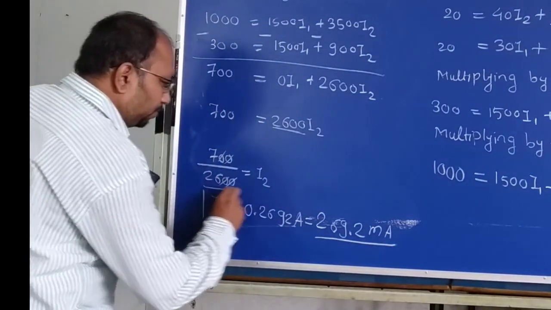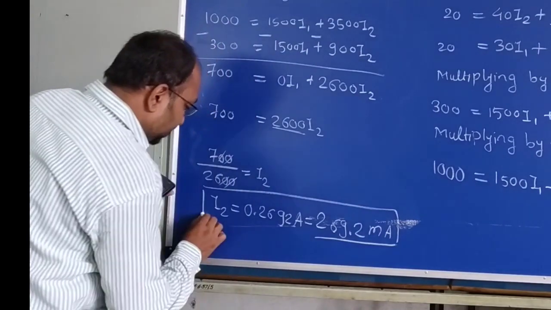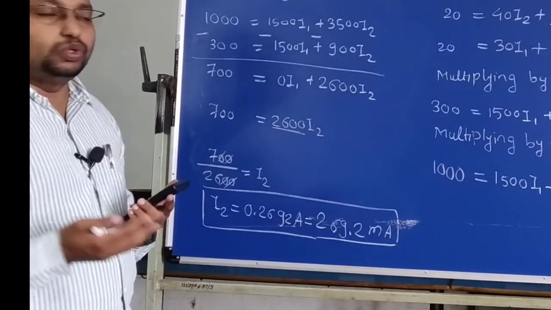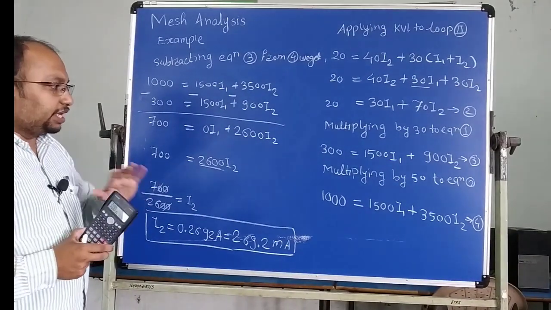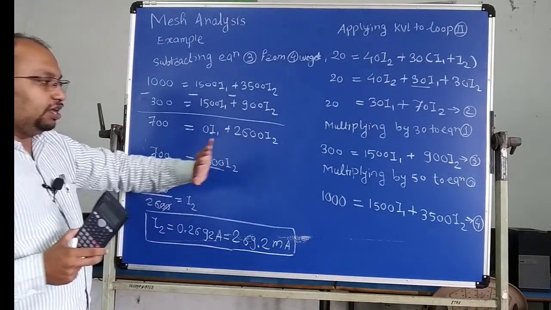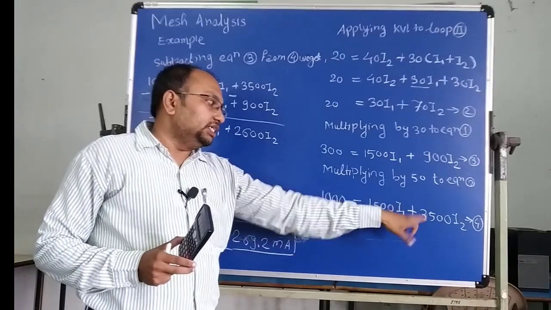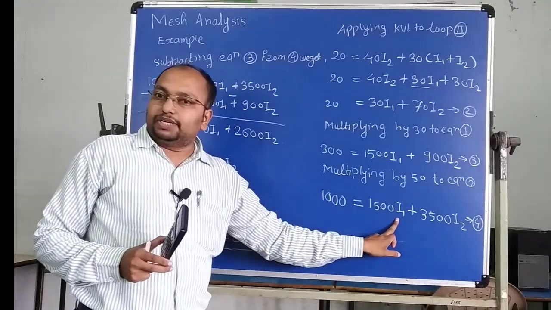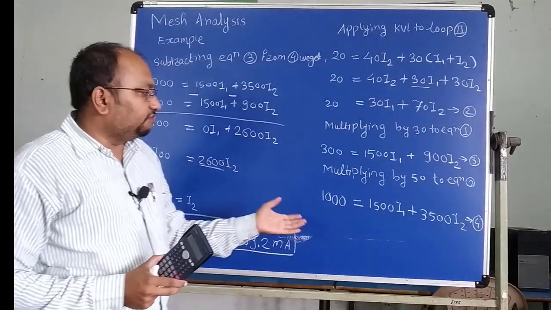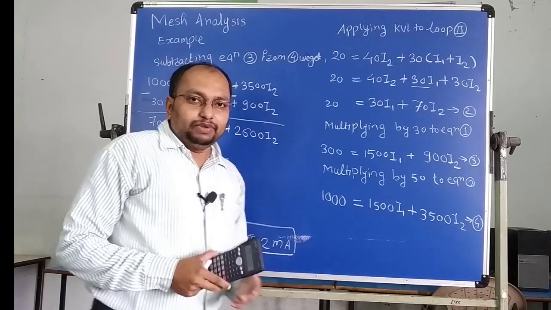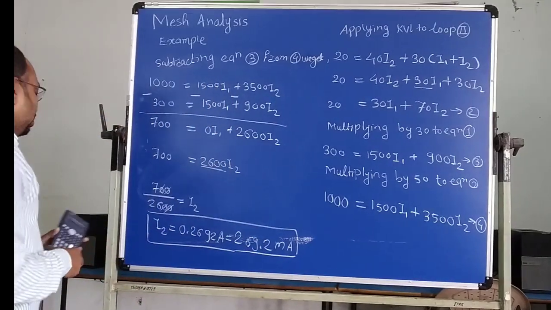Right, now we have got this. Now we are going to put this value of I2 in any of the equations, let us say equation number 1, 2, 3 or 4. By putting the value of I2 in any of these equations, we will definitely get the unknown value, which is nothing but I1. So now let us put the value of I2 in equation number 4, and then we will calculate the value of I1.